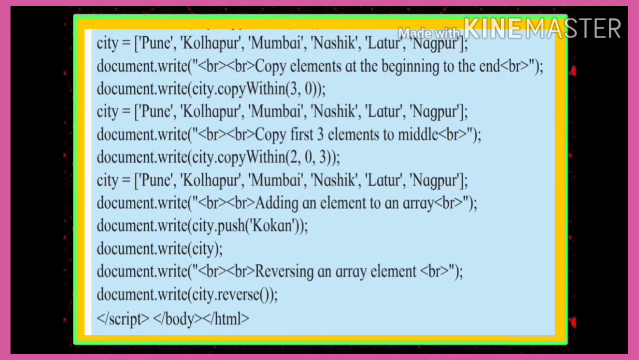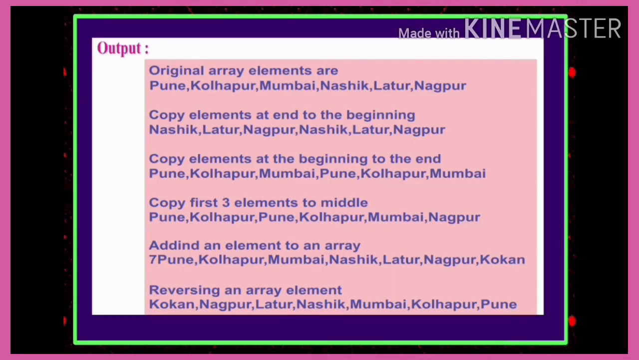Save the program, run on the browser and see the output. Here the first two elements, Pune and Kolhapur, are as they are, but the third element, Mumbai, is replaced by the 0th element Pune, Nashik is replaced by Kolhapur, and Latur is replaced by Mumbai, and Nagpur, the last element, remains as it is. So the final output is Pune, Kolhapur, Pune, Kolhapur, Mumbai and Nagpur. So this is an example of copy first three elements to the middle.